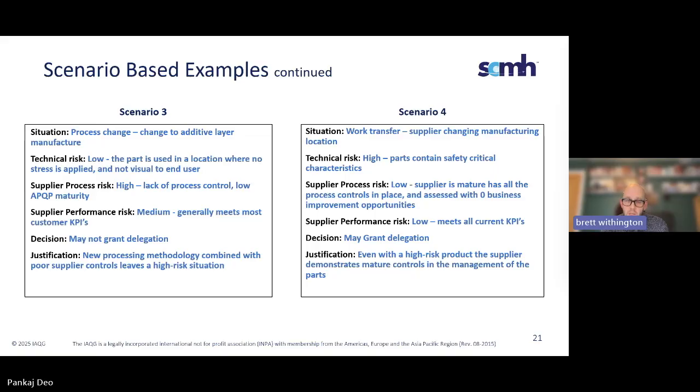And the decision is probably to grant a delegation. Our justification would be, even with a high risk product, the supplier demonstrates mature controls in the management of parts. So we would be confident that the supplier would have a clear transfer plan, understanding capability of the product before it leaves. When they move the production line, they would have parallel lines for a while, demonstrate that capability before switching over, demonstrating capability around those safety critical characteristics, and then we would be comfortable with that organisation supplying product.